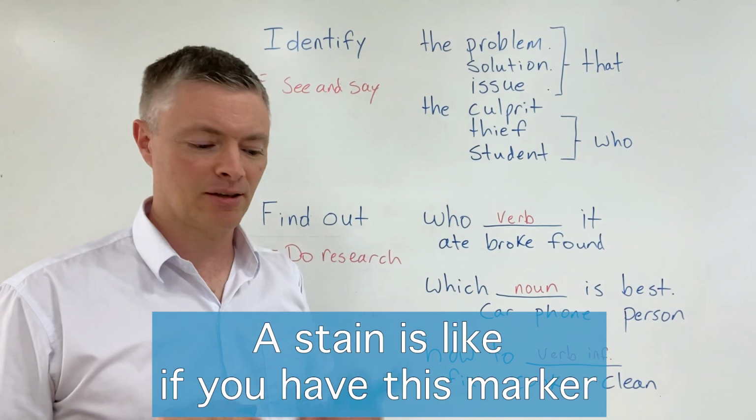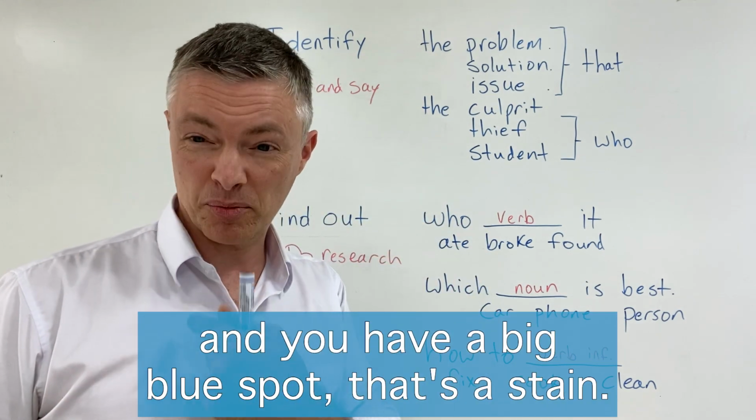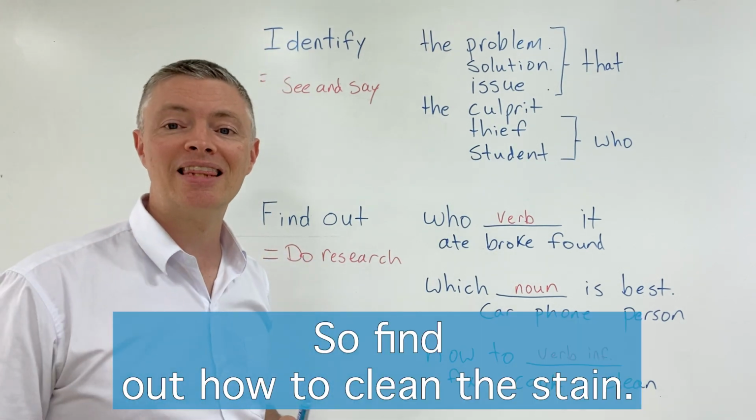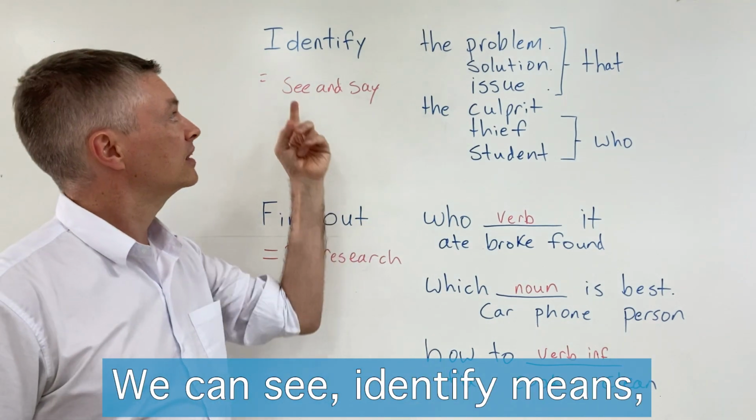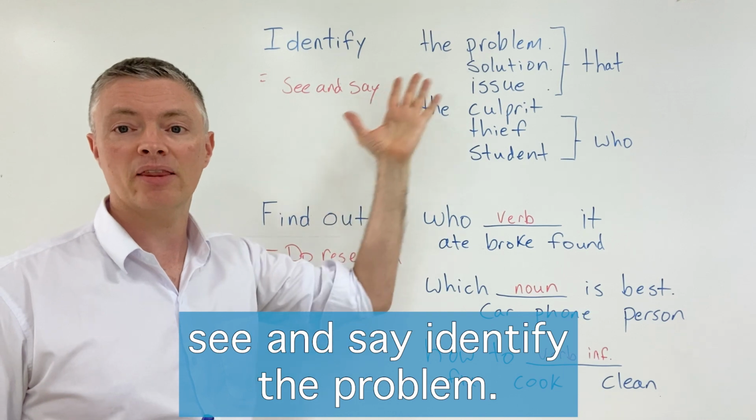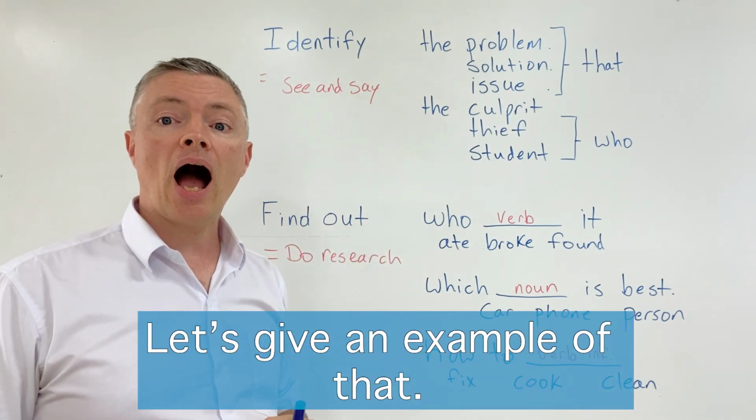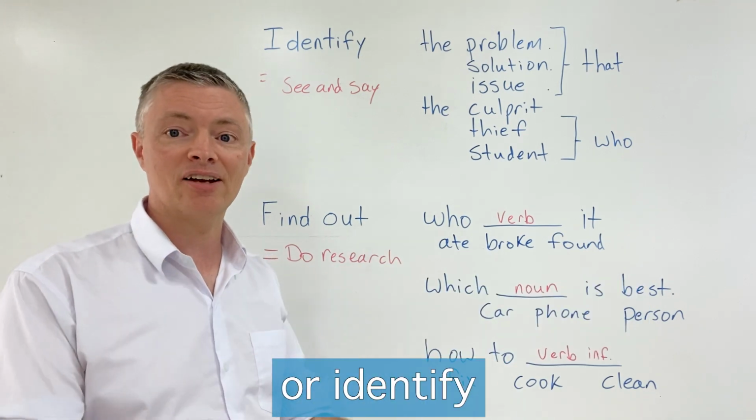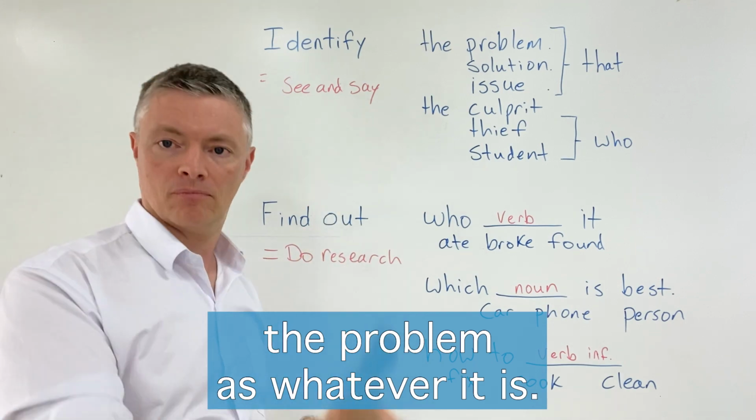A stain is like if you have this marker and it gets on your white shirt and you have a big blue spot, that's a stain. So find out how to clean the stain. So let's review quickly. We can see identify means see and say, identify the problem. Let's give an example of that. I identified the problem as being the tires, or I identified the problem as whatever it is.